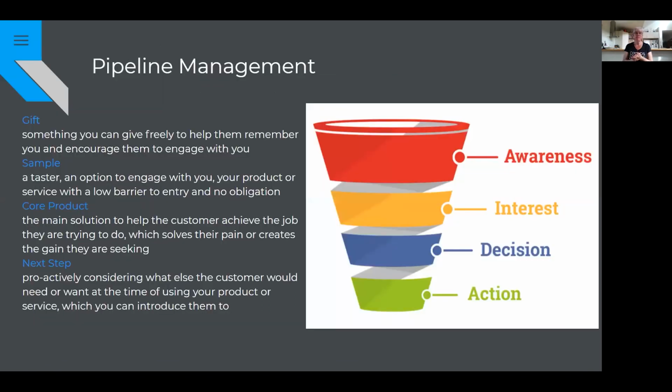So in your pipeline management, I encourage you, if you haven't already, to actually have a pipeline, have a document. It could be a spreadsheet, it could be a CRM, whatever it may be for you, that's actually capturing the details and the data of these people. It could be a notebook. I wouldn't encourage that.